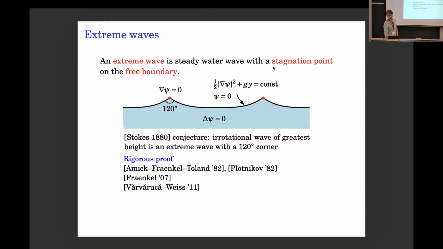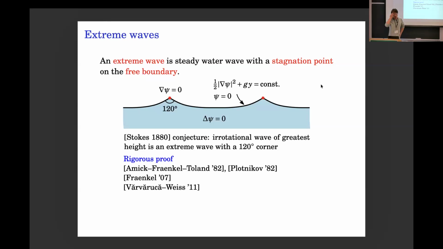But somehow you see that if you look at this Bernoulli's condition, right? Having a stagnation means that the velocity is equal to 0, and the gradient squared is the speed squared, right? So this term becomes 0, and then this y, which is a height, gets maximized. So the extreme wave is also referred to as a wave of greatest height.